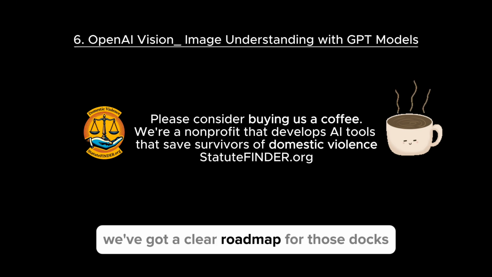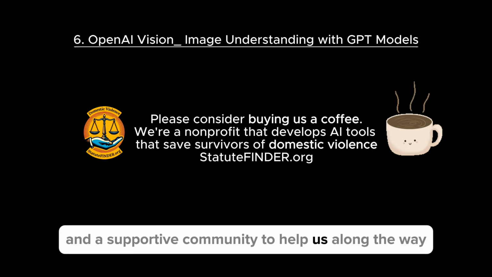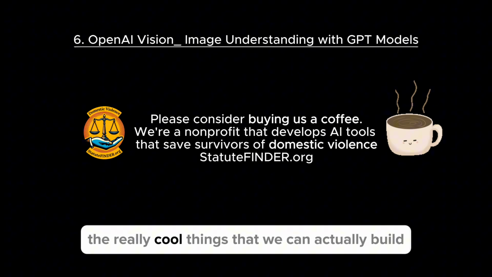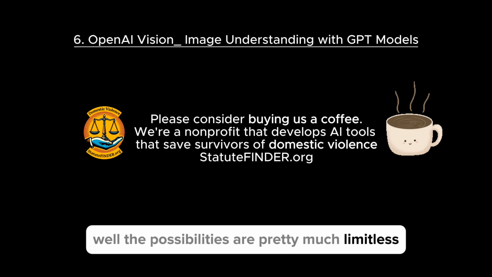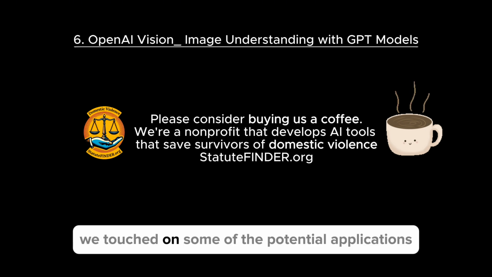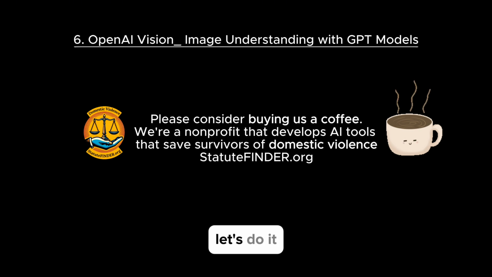Okay, so this is all starting to feel a lot less intimidating. We've got a clear roadmap for those docs, code examples to guide us, and a supportive community to help us along the way. But once we've got the basics down, what are some of the really cool things that we can actually build using these OpenAI vision capabilities? Well, the possibilities are pretty much limitless, especially as these models keep improving. We touched on some of the potential applications earlier, but let's dive a little deeper. Okay, yeah, let's do it.